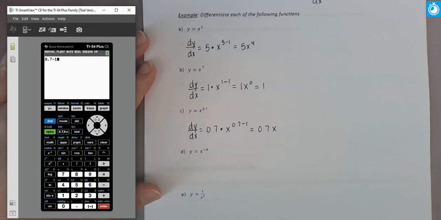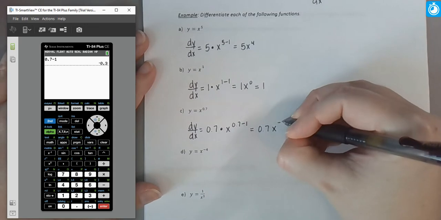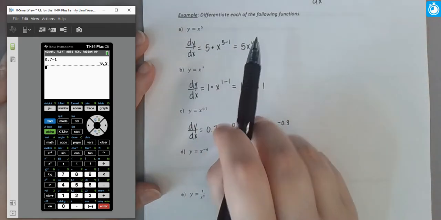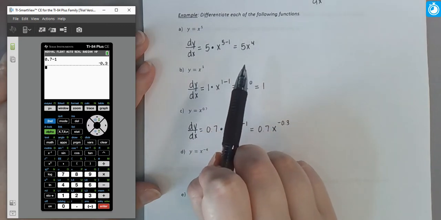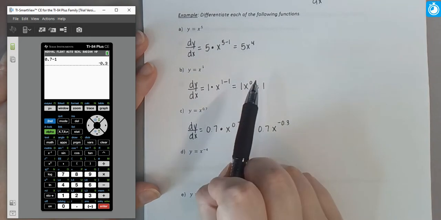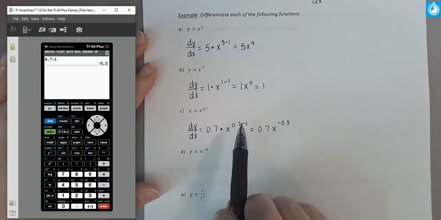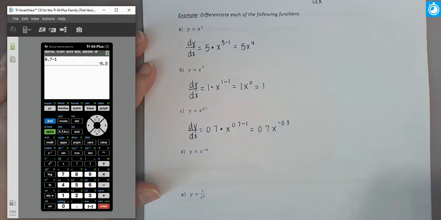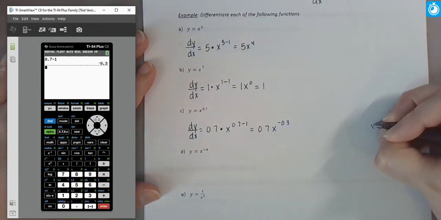So 0.7 minus 1 is going to be negative 0.3. Now, in the previous situations, we either ended up with a power that was a positive number or potentially 0. In this case, we went to 0. But notice here, when we subtracted 1 from the original exponent, the new exponent is going to be a negative number. Negative exponents mean something very specific, so I'm going to write a note out here to the side.